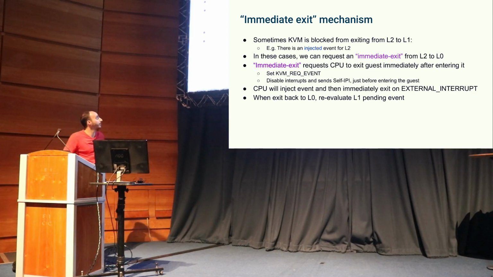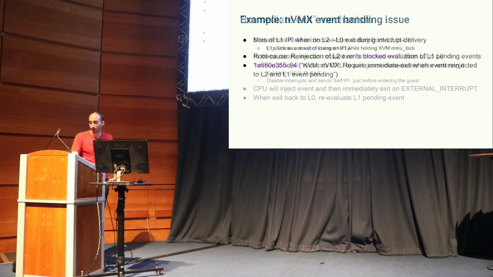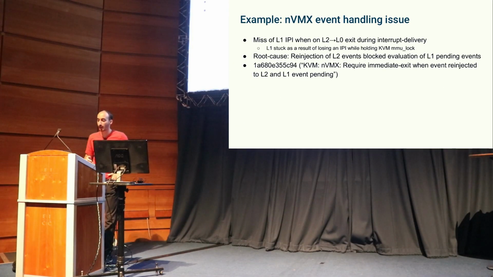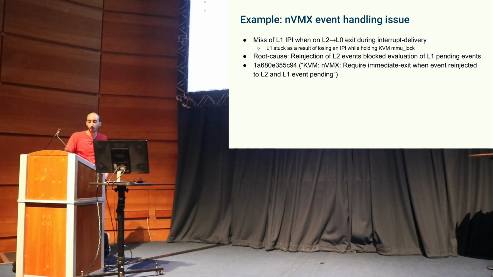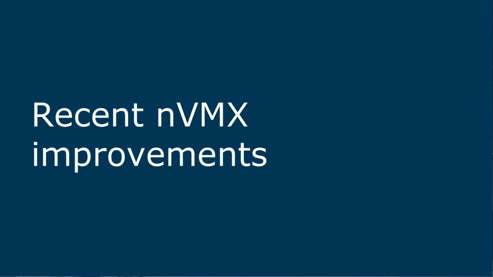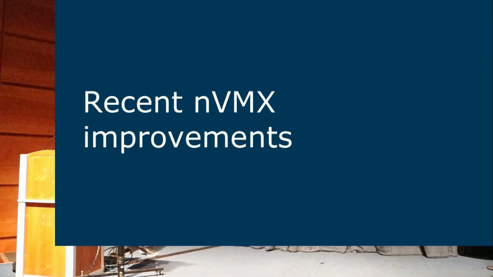And the host, because it now has KVM request event signaled, will also evaluate what should be done with the layer 1 pending event, and therefore decide in this example to take the pending interrupt and exit from layer 2 to layer 1, as it should. So this was actually the fix. The commit title, I think, specified this very well, which says that the fix was basically to require an immediate exit when an event is reinjected to layer 2 and we have a layer 1 event pending. So this basically sums up a high-level overview of how the nVMX event injection mechanism works.